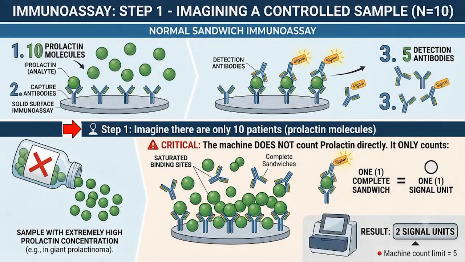Step 1. Imagine there are only 10 patients' prolactin molecules. The test uses two antibodies. A capture antibody fixed to the test surface. A detection antibody has a signal that the machine can detect. The machine does not count prolactin molecules directly. It only counts complete sandwiches. Capture antibody, prolactin, detection antibody. Only this complete sandwich produces a signal.